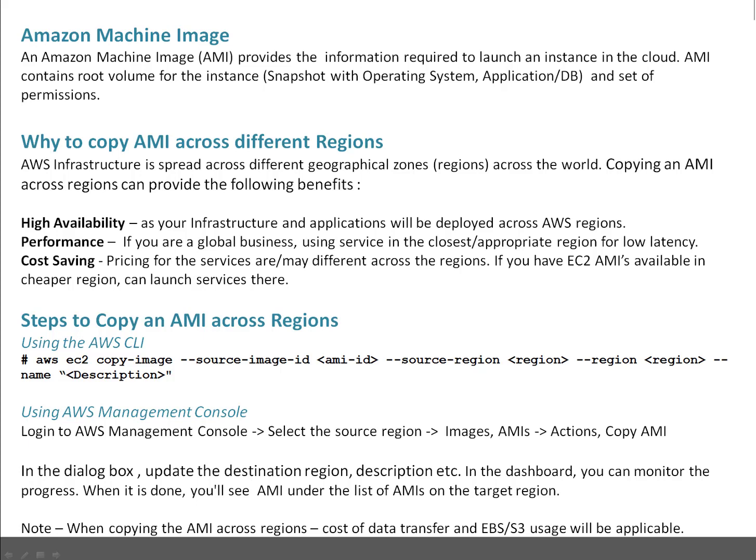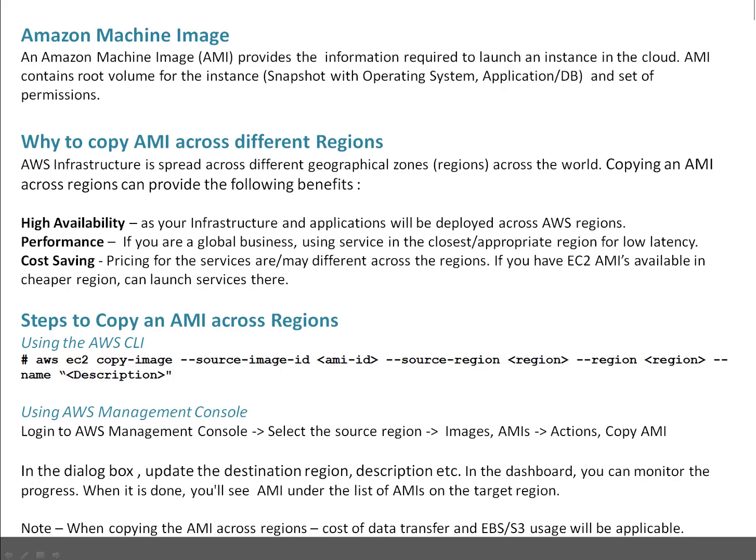If you're using the Amazon Management Console, that's easy. Log into the console, then select the source region, then go to Images, then AMI, then go to Actions, then Copy AMI. It will ask for some information, like what is going to be your destination region and what is going to be the description of the target AMI. The AMI will be the same. Only in the description you can put something. Let's say for your Sydney AMI you put, okay, this is the Sydney AMI, and that is the Tokyo AMI or US AMI, whatever appropriate information.